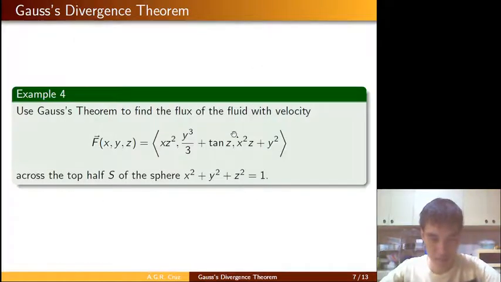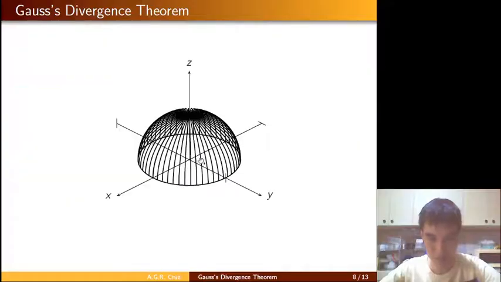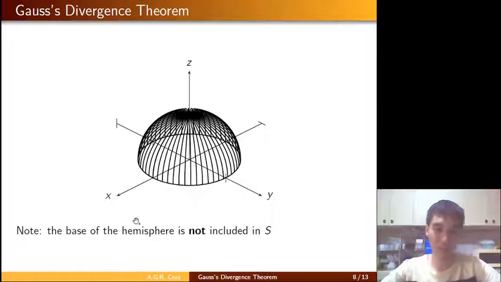Now, according to the description of S, there is no mention na yung base netong hemisphere na to is included in S, no? So let's make that note. Yung base netong hemisphere na to, according to the problem, it is not included in S. And that poses a potential problem, no?